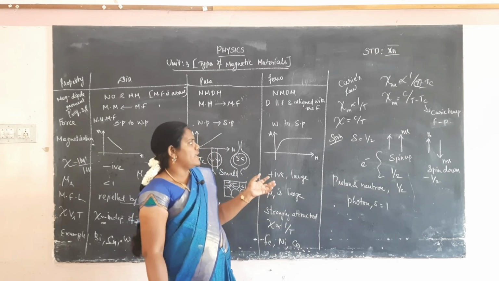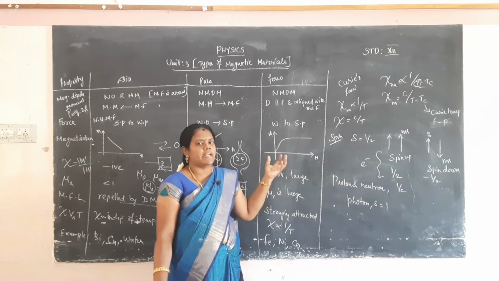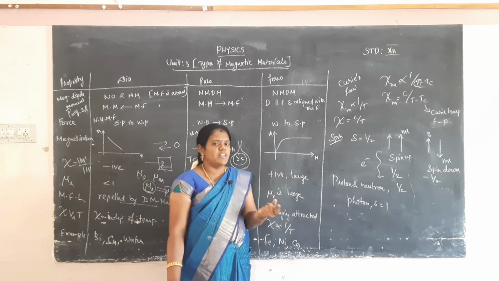So the angular momentum will be created in the magnetic moments. That is circular spin, circular rotation.